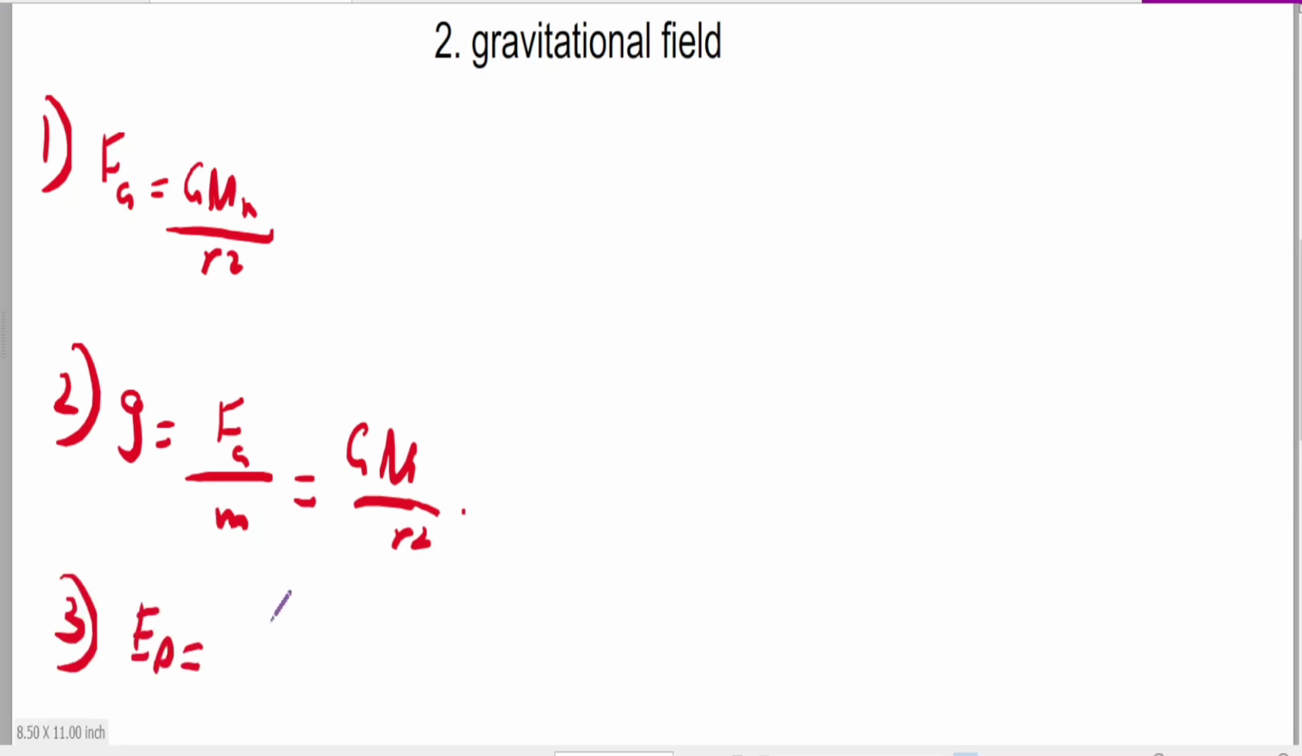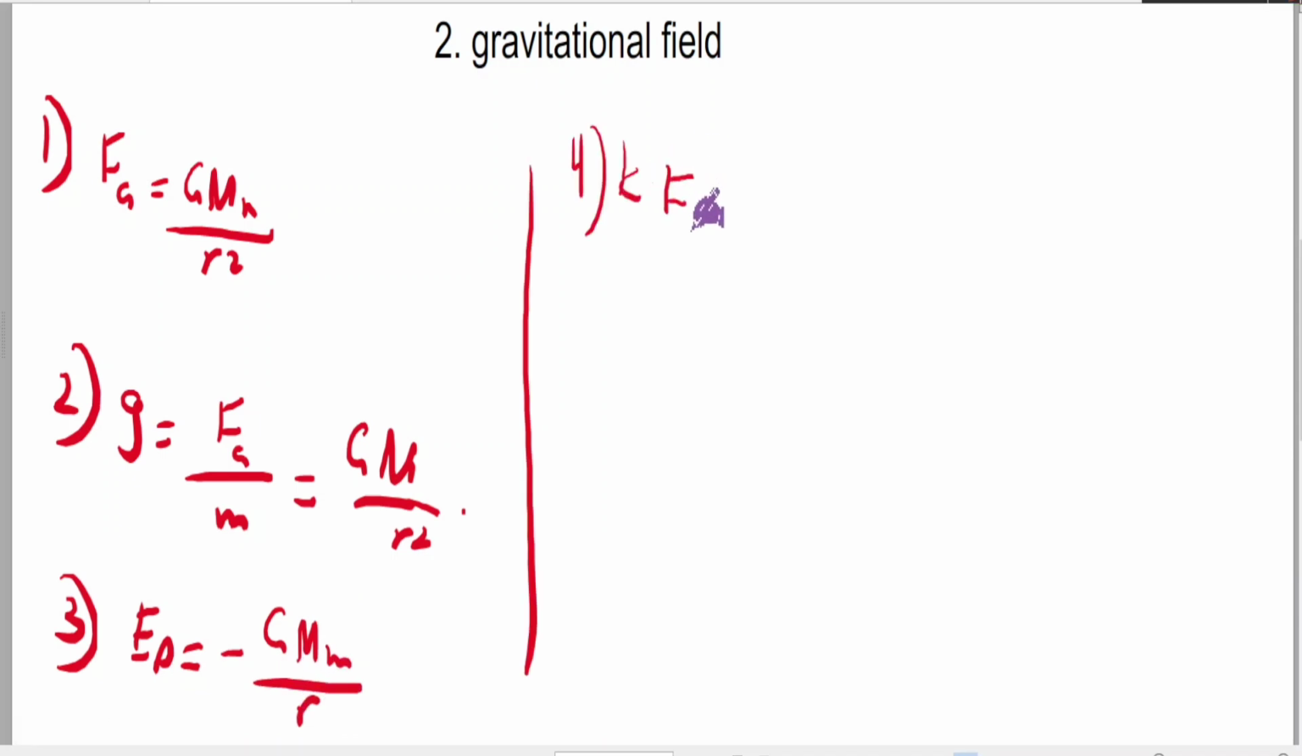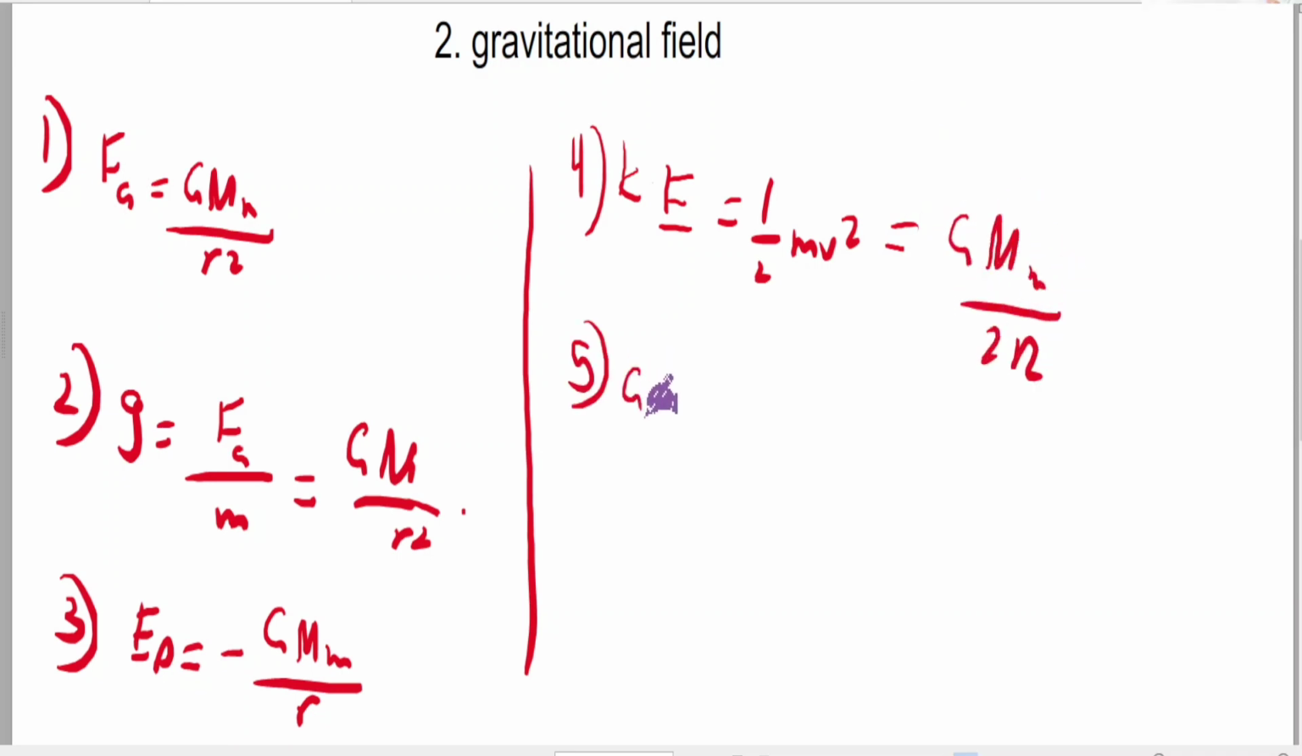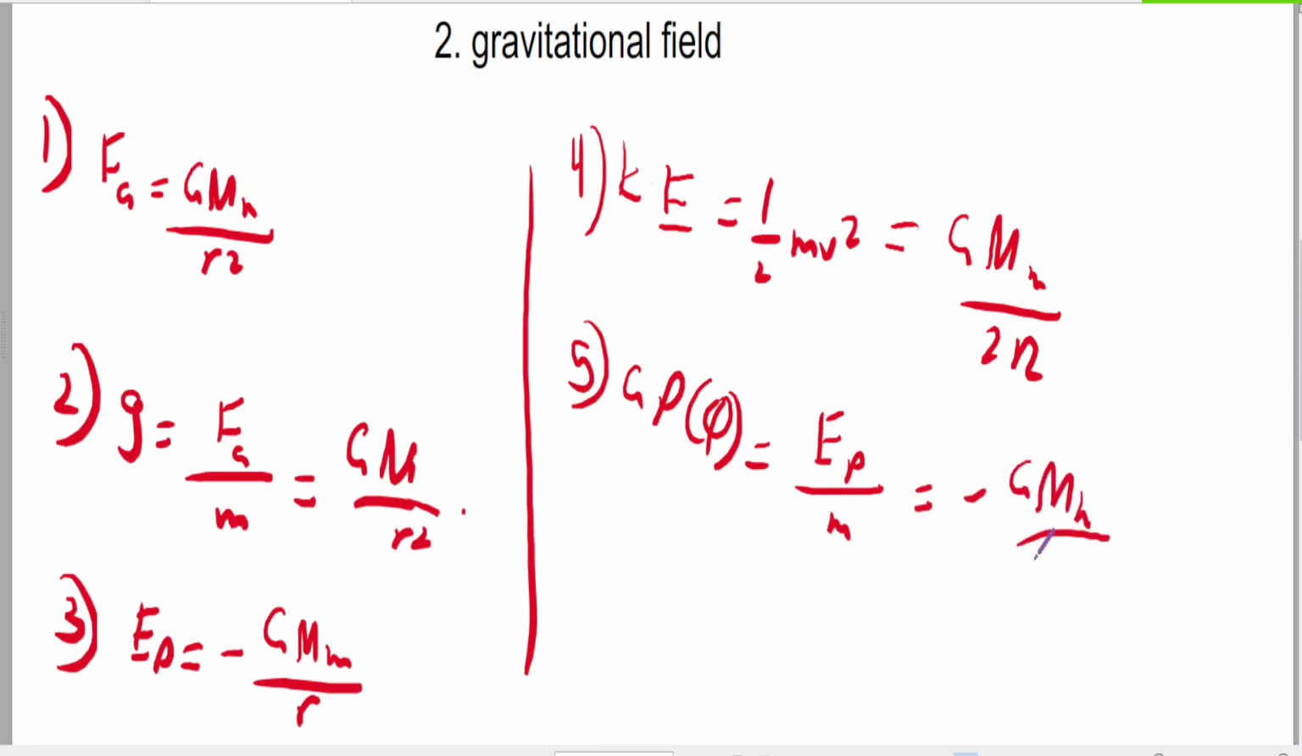Gravitational potential energy is negative G M m over r. Kinetic energy is half times m v square, which can also be written as G M m over 2r. Gravitational potential is equal to the gravitational potential energy over m. I know that gravitational potential energy is negative G M m over r. Divide this by m, these two small m's get cancelled, and I'm left with negative G M over r. The orbiting velocity is under root of G M over r.